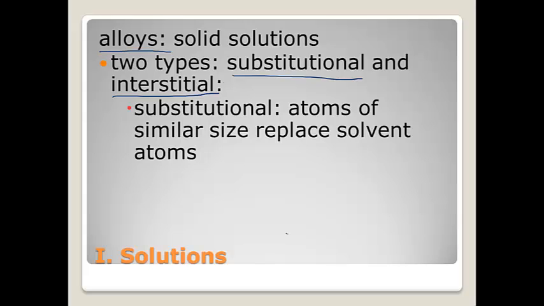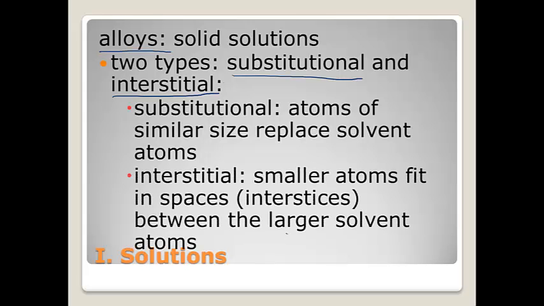Okay, substitutional, what happens? The atoms are of similar size. So one atom replaces the other one in the matrix of the solvent. Now, if the atoms are really small, these are going to be your solute atoms. The solute is smaller, so they fit in between the little spaces, called the interstices, between the larger solvent atoms. So basically here, think of pebbles replacing pebbles, and here, think of sand going in between pebbles.